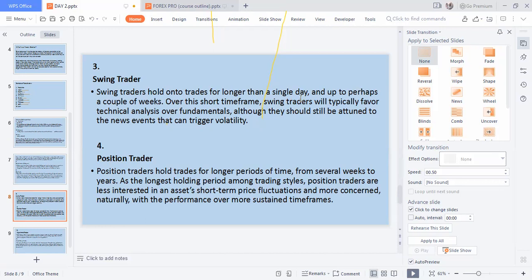Because when you hold on to a trade for longer than a single day, there's every tendency that the trade will have a swap fee assigned to it. How do you think? There's a tendency that a swap fee will be assigned to those trades.